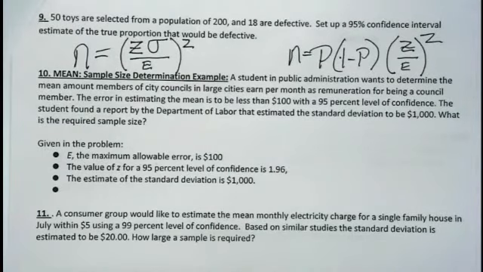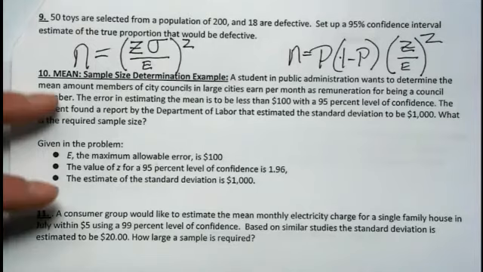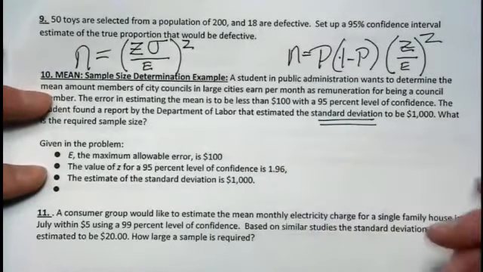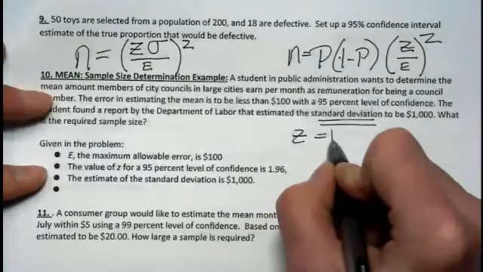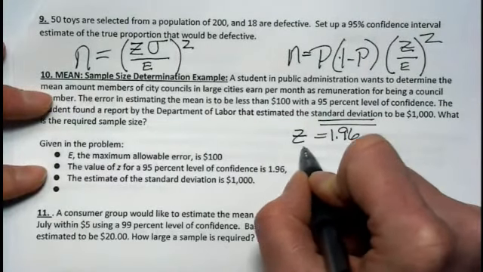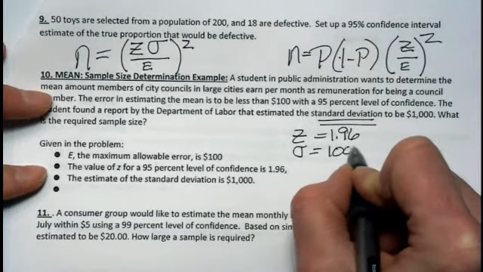A student in public administration wants to determine the mean amount members of city councils in large cities earn per month for being a council member. The error in estimating the mean is to be less than $100 with a 95% level of confidence. The study found a report by the Department of Labor that estimated the standard deviation to be 1,000. What is the required sample size? Since I gave you the standard deviation, you're going to use that formula. So Z for 95% is 1.96. Standard deviation is 1,000.